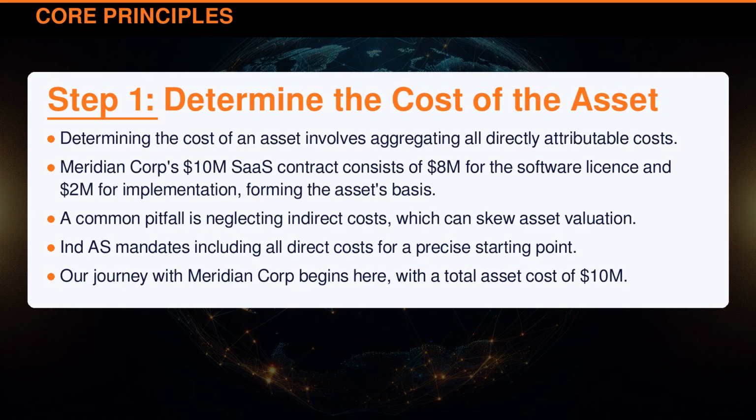Determining the cost of an asset involves aggregating all directly attributable costs. Meridian Corporation's $10 million SaaS contract consists of $8 million for the software license and $2 million for implementation, forming the asset's basis. A common pitfall is neglecting indirect costs, which can skew asset valuation. Indian accounting standard mandates including all direct costs for a precise starting point. Our journey with Meridian Corporation begins here, with a total asset cost of $10 million.